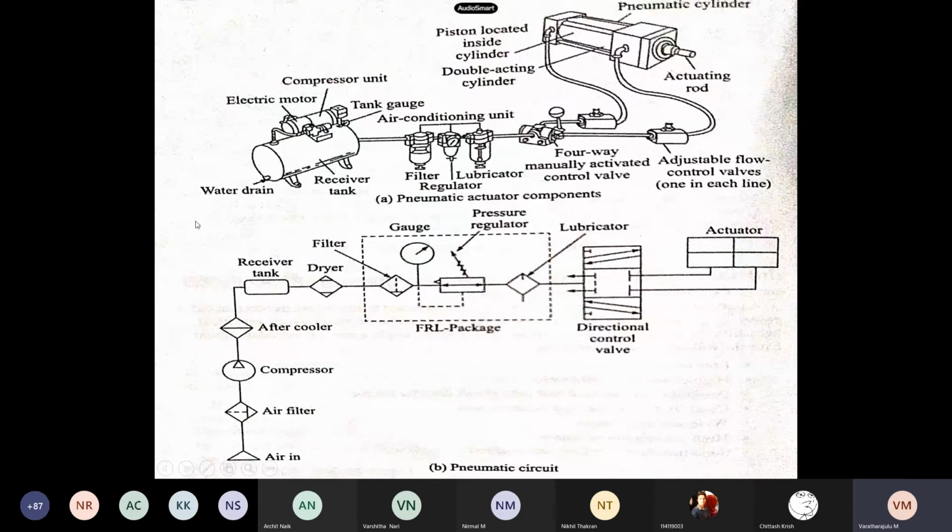Here we have the water drain, electric motor, compressor unit, and air conditioning unit. That is, we have the filter, lubricator, and the four-way control valve, and we have the adjustable flow control valve, and the pneumatic cylinder at the end. The piston is located inside the cylinder, and it is actuated through the air pressure. The line diagram is given at the bottom.